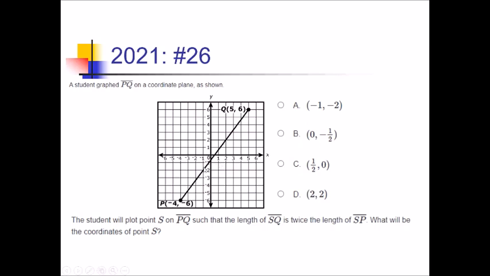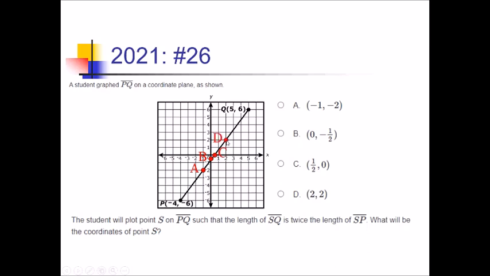Although they didn't say it, it looks like this graph is drawn to scale. I mean, this is a nice grid here. So let me eyeball this first and start with the most likely candidate. So A is at -1, -2. There's one option. B is at 0, -1/2. C is at 1/2, 0, so pretty close to B. And then D is at 2, 2.